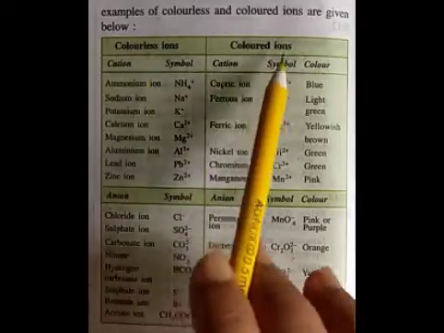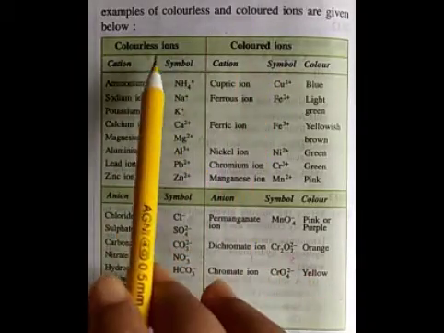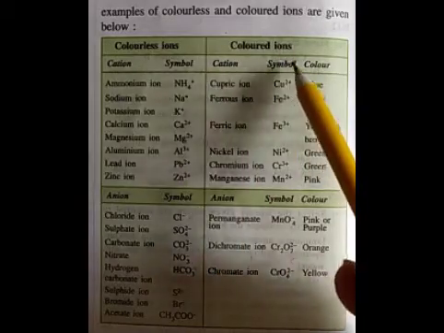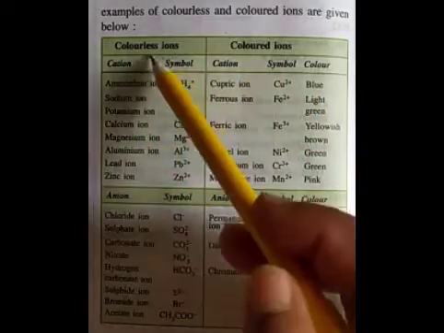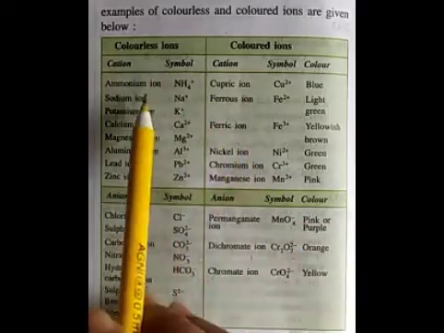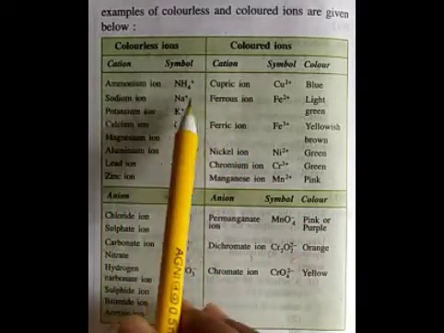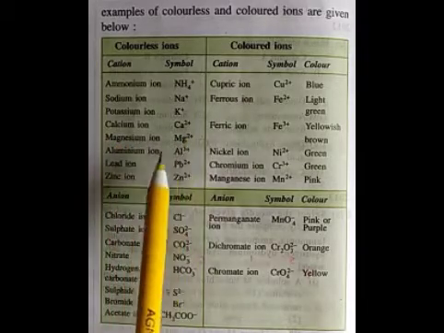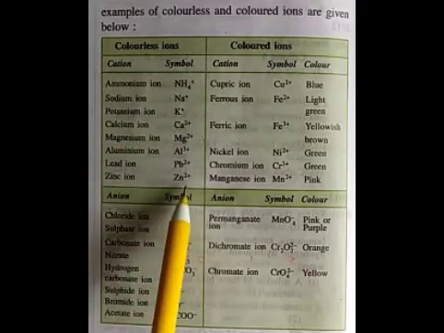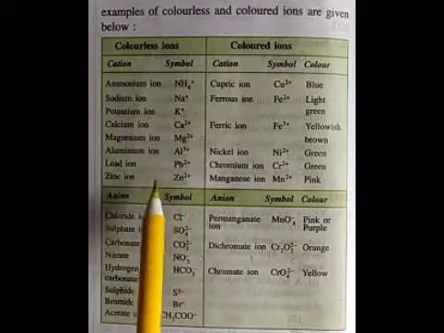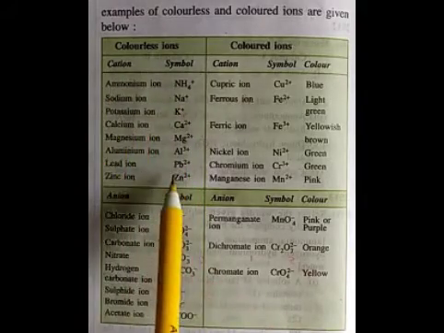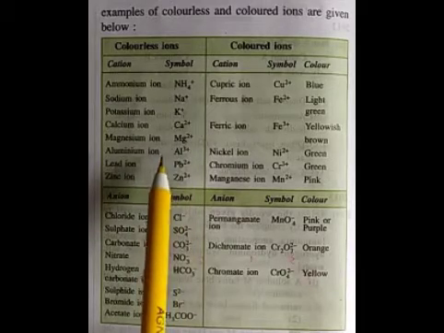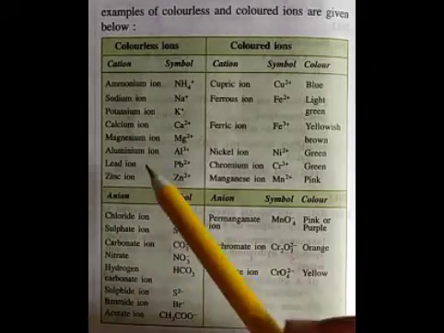Okay, so these are the colored ions, and these are the colorless ions. The colorless cations are: ammonium ion, sodium ion, potassium ion, calcium ion, magnesium ion, lead ion, zinc ion. These are the common cations which show colorless ions, and usually the precipitate comes out in the form of a white precipitate.